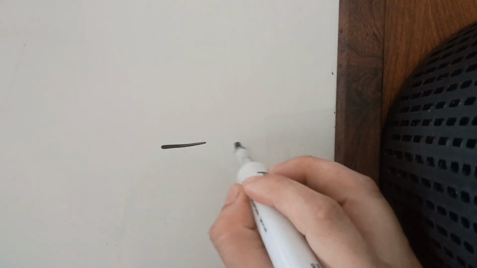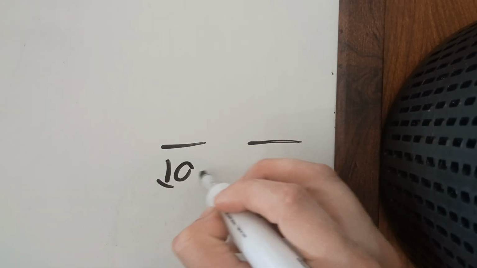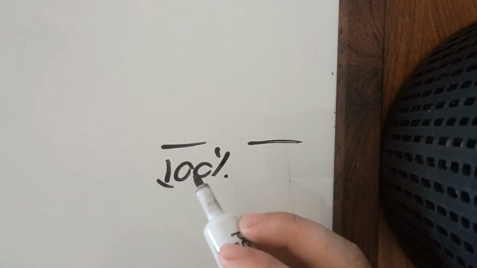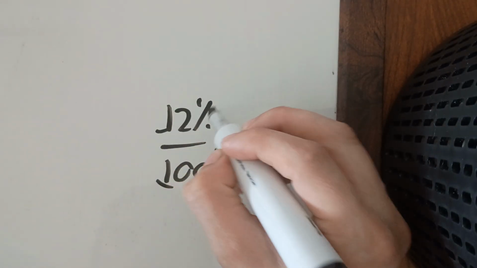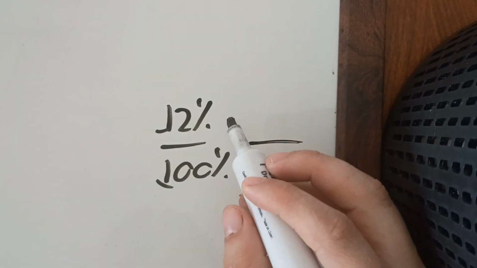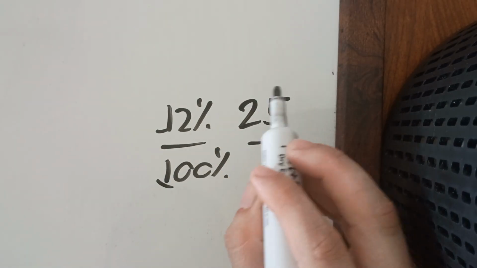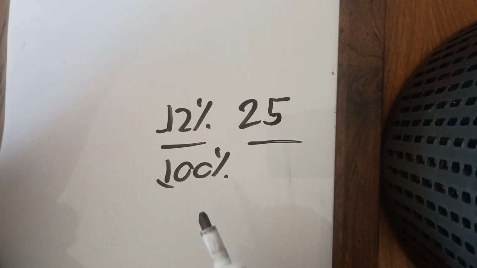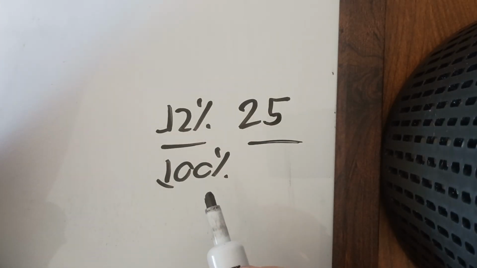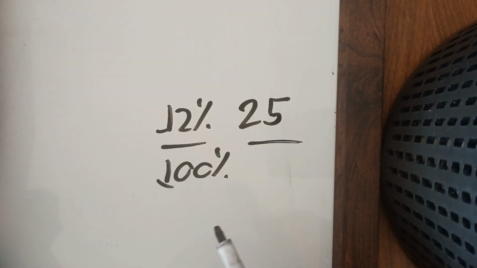Okay, that is our second method. And now for our third, back to our visualization. We always have 100. And let's say we know that 12% is going to be equal to 25 blocks. We have 25 blocks. We've been informed that that makes up 12%. But what is the whole number, the total?